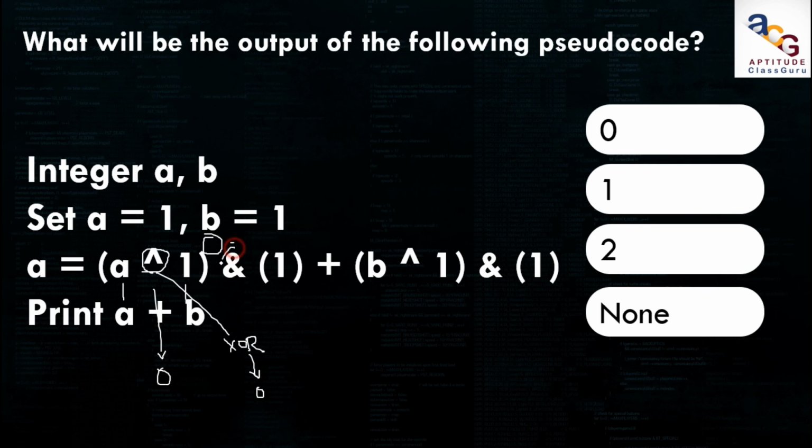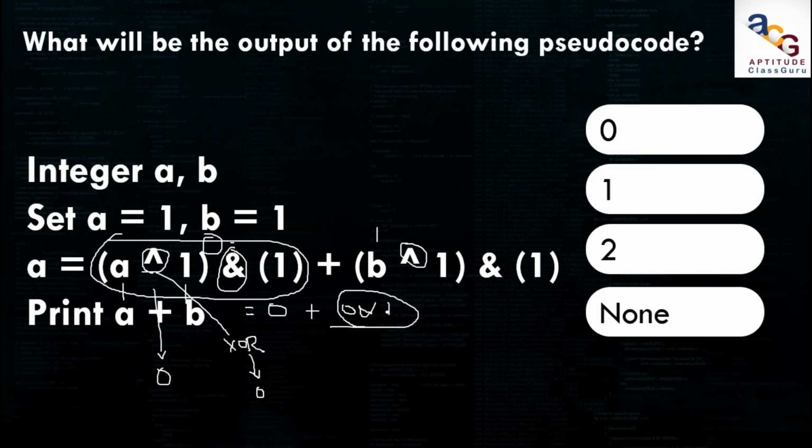What is the bitwise AND operator? If both inputs are true, then only the output is true, or else the result is 0. So 0 and 1 gives 0. The total expression has resulted in 0 plus B XOR 1. Again it is an XOR operation, and B value is 1. If both inputs are the same, the output will be 0, and 0 and 1 with AND is 0, since both inputs are not 1. So 0 plus 0, the answer is 0. So A value equals 0.